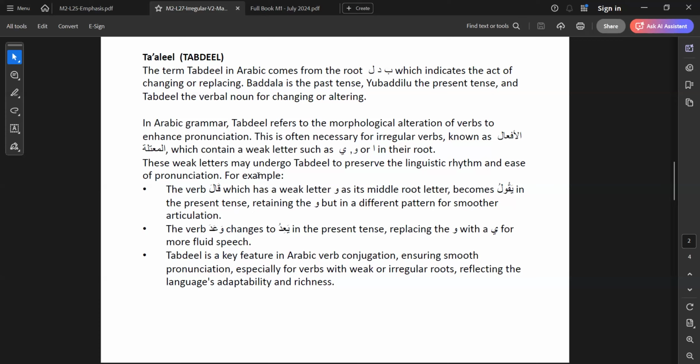The next one is the mu'tal. The mu'tal is further classified into four subcategories, which are mithal, ajwaf, naqis, and lafif. That is M-A-N-L, manal. And the last one is muda'af. That means either of the two kalimas are repeating, either the ayn and the lam kalima together, or the fa and the lam kalima. So we call it something mafruq and something else.